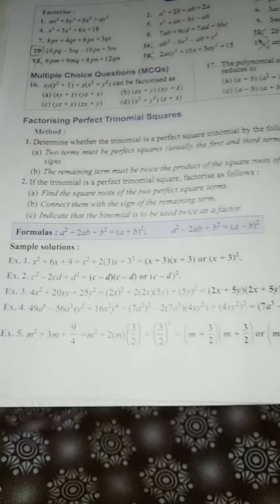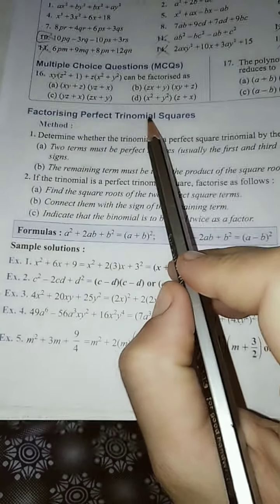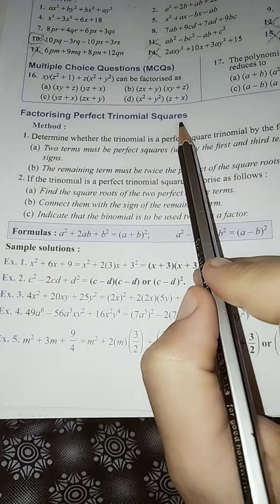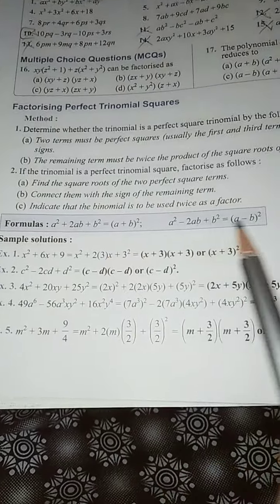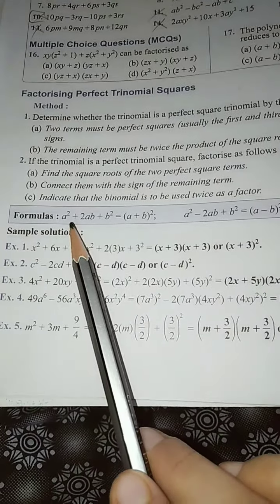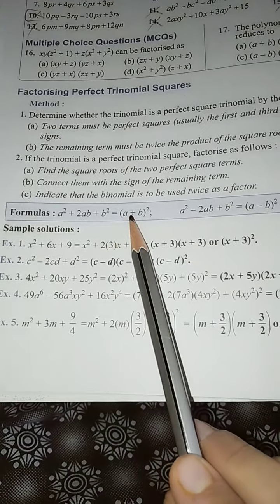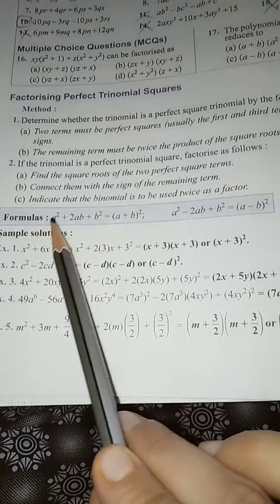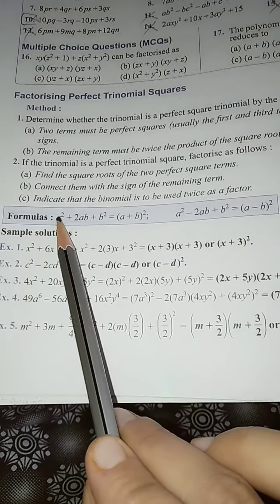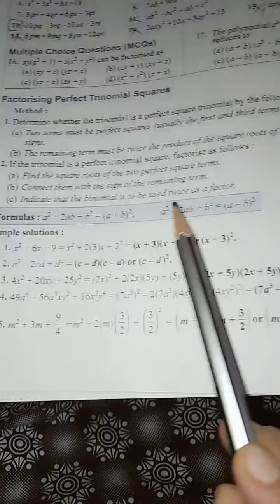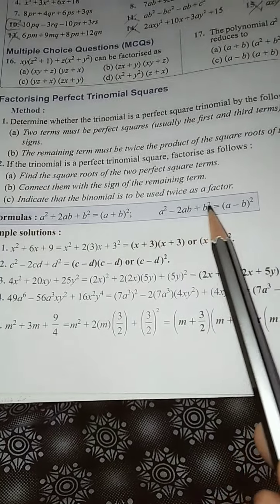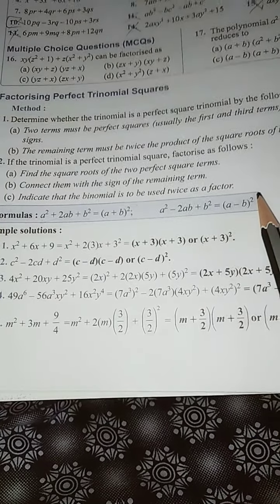Hello students, today we will learn factorizing perfect trinomial squares. You have already studied these two identities in your previous chapter: a square plus 2ab plus b square is equal to a plus b whole square. So this is a perfect trinomial square which follows this identity. And same here, a square minus 2ab plus b square is a minus b whole square.